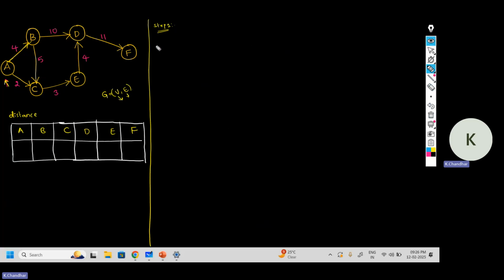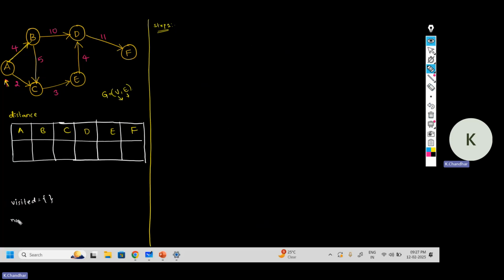Now let us start how to apply Dijkstra algorithm on this graph. First step, we need to go for initialization. What initialization we need to do? First, initially we need to write two sets. First one is visited vertices. So initially visited vertices are empty, because no vertex has been visited as of now.